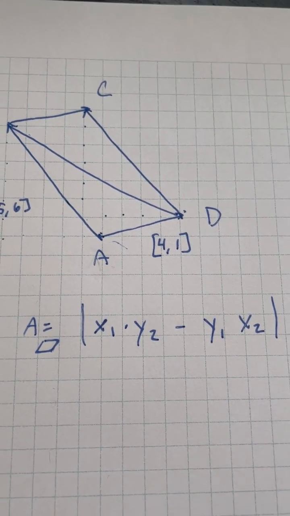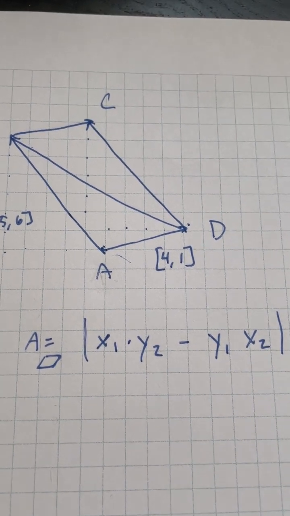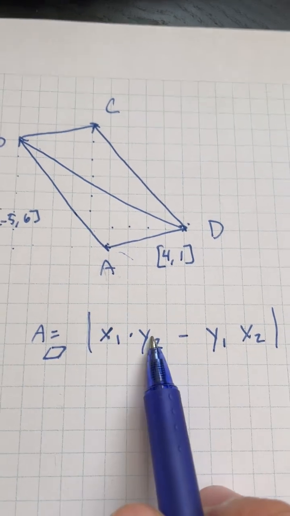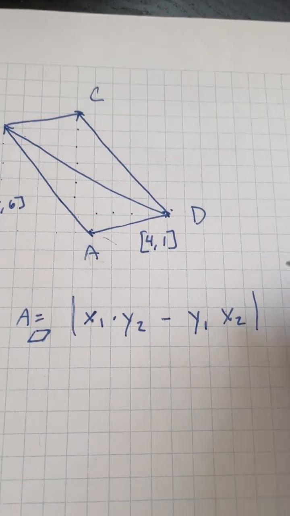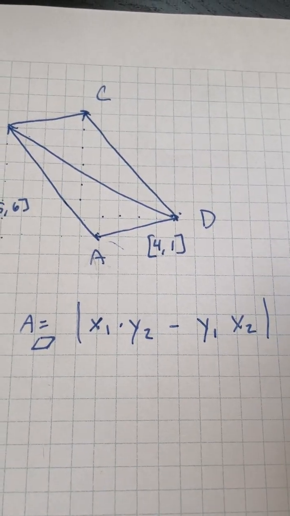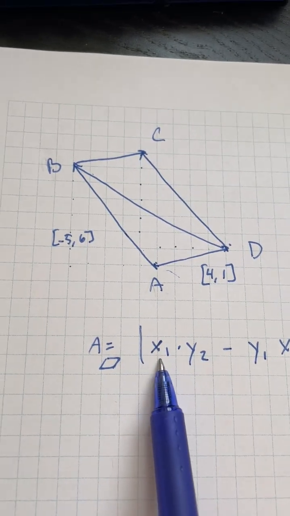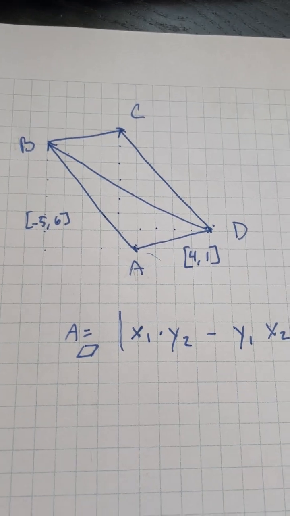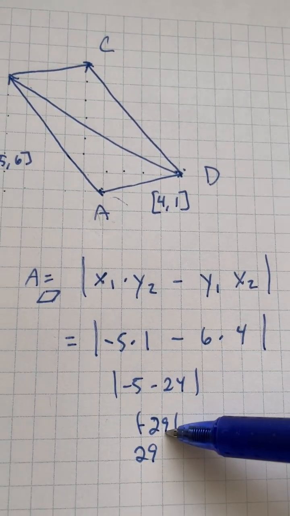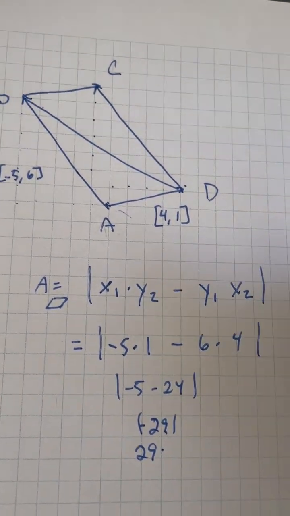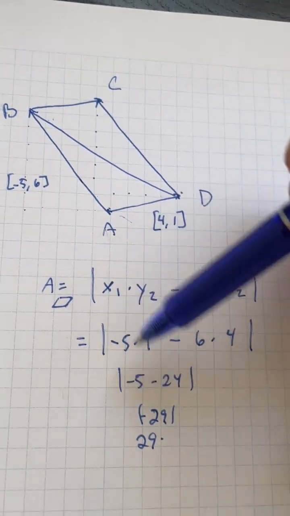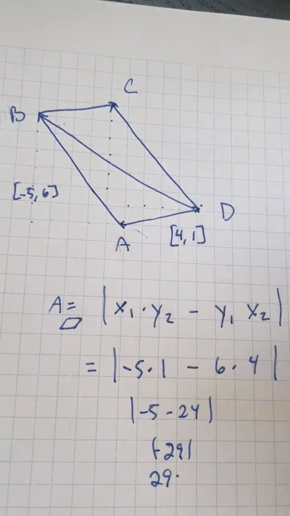I might have written it differently this time than last time, but it's okay. Both will work. You'll get the same answer. Just make sure that x1 doesn't go with y1. That's all you gotta do. Make sure to take the absolute value after you're done with it. All right, so for me, x1 is going to be -5, y2 is going to be 1, and so on. And I get 29, which is what we got before. The area of the triangle, which comes up later, will be half of the area of the parallelogram.